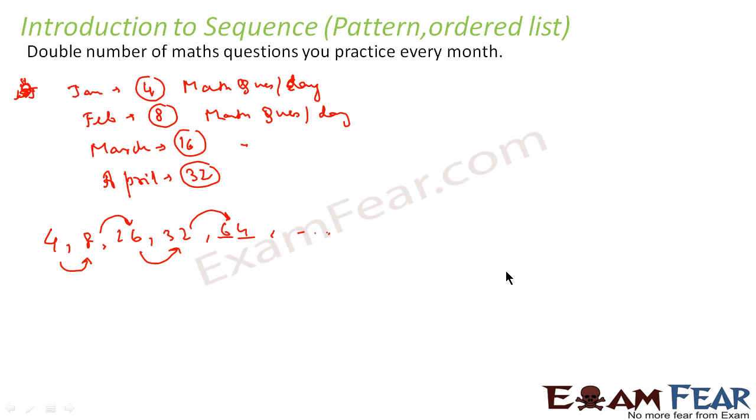The pattern is that the nth term and the (n plus 1)th term should have some relation. So there is a relation here. Any kind of pattern is called a sequence, and that pattern should be an ordered list. We'll go through this in detail. Just understand what a sequence is. Sequence is nothing but an ordered list which has a pattern.